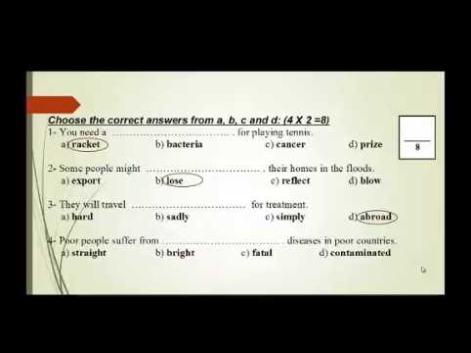Number 4. Poor people suffer from diseases in poor countries. Straight, bright, fatal, contaminated. The answer is fatal diseases.